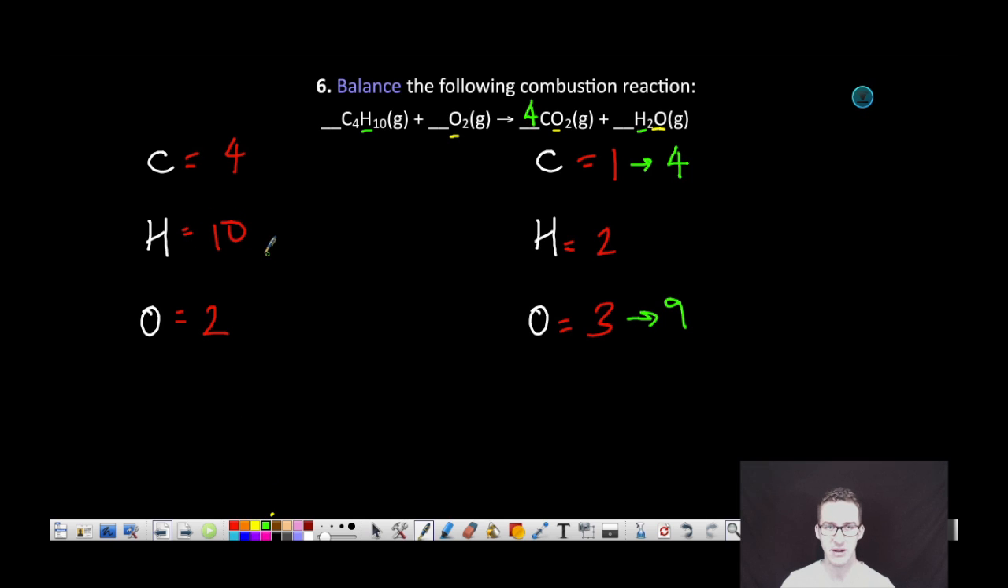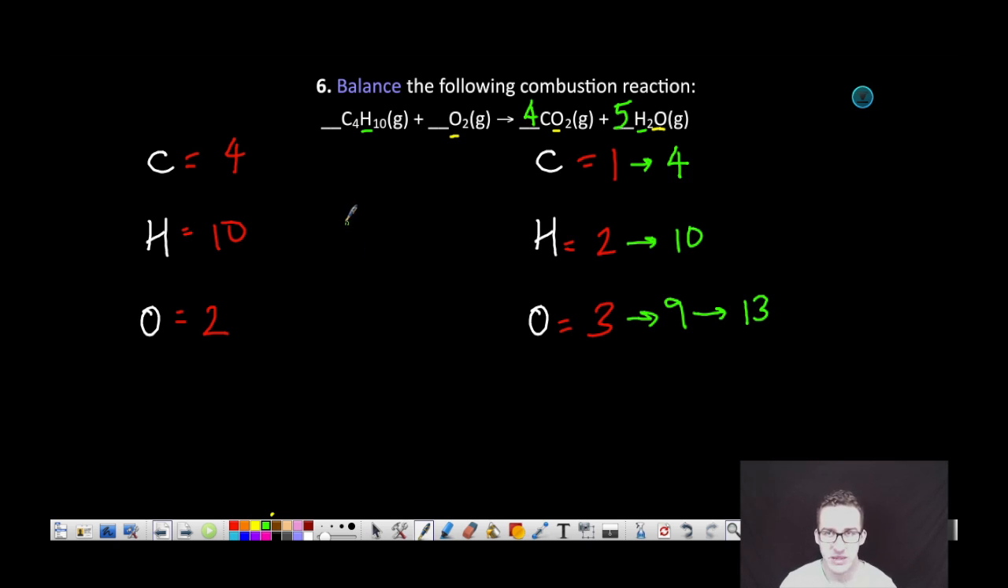We've got 10 hydrogen on the left, 2 hydrogen on the right, which means if we put a coefficient of 5 here, that'll change our number of hydrogen to 10 to balance what we've got on the reactant side. However, it's also going to change our number of oxygen to 13. So carbon and hydrogen are now balanced, oxygen is unbalanced.